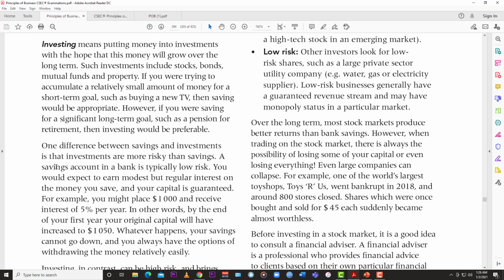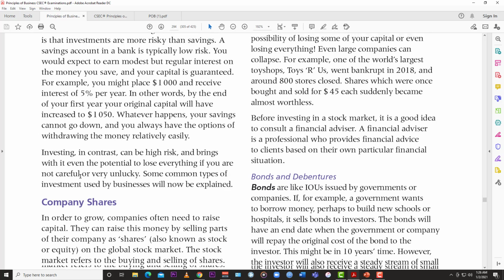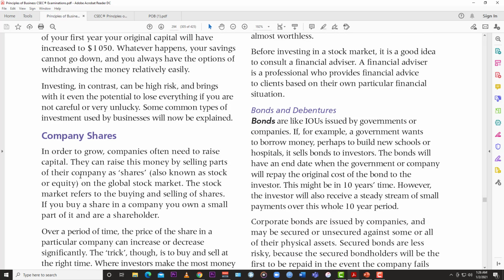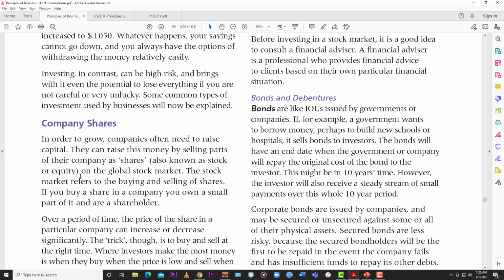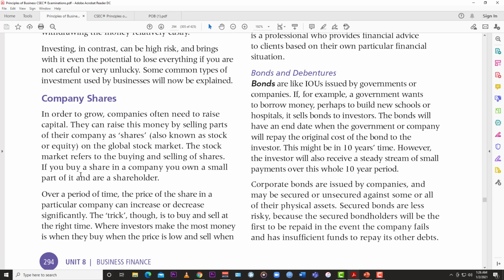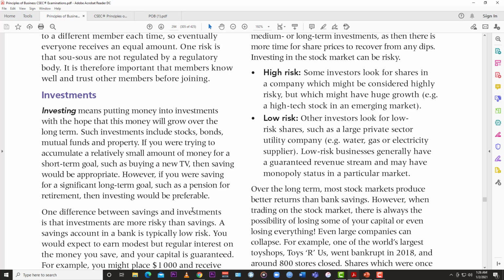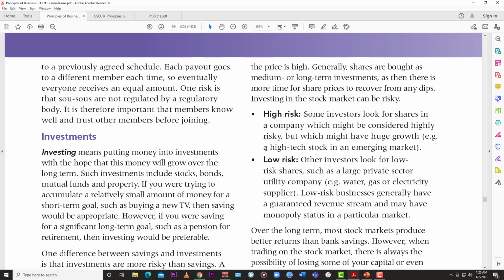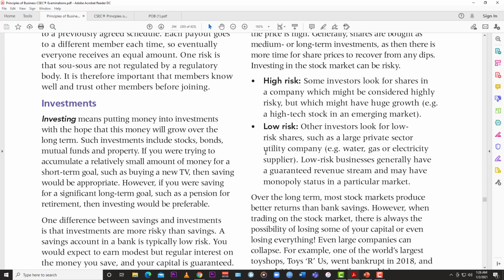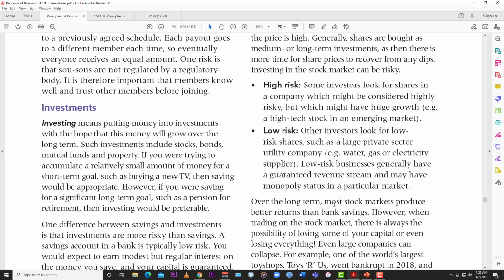They say one difference between saving and investment is that investments are riskier than savings, and we said that. Now, as it relates to the stock market, as we said before, it's about the buying and selling of shares, and so you become part owner. And the trick is to buy at a low price and sell at a high price, and that way you gain some money from that. But again, risk is involved. High risk, high reward, but risk involved nonetheless. They say in the long term, most stock markets produce better returns than bank savings, right? So that's another advantage right there.